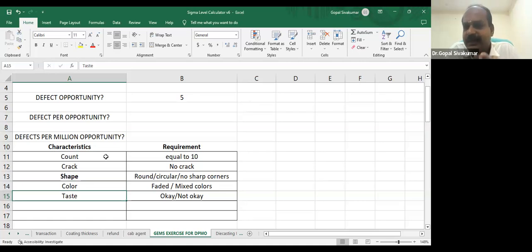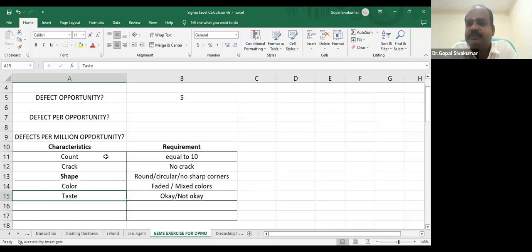So taste, again, you may have to consume one of the 10 pieces or all of them if you want. And you just have to decide whether the gems is tasty or not. So 5 different characteristics you are going to test. Not everything is a number, ladies and gentlemen, here.